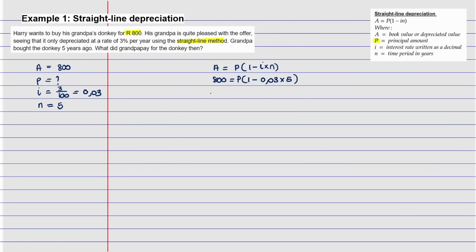So now it's going to be 800 divided by 1 minus 0.03 multiplied by 5, which is equal to P. Punch that into the calculator and you're going to get P equal to 941.18. So back then, if grandpa had to buy the donkey 5 years ago, the donkey would have cost 941 rand, 18 cents. That's the amount it would have cost 5 years ago.